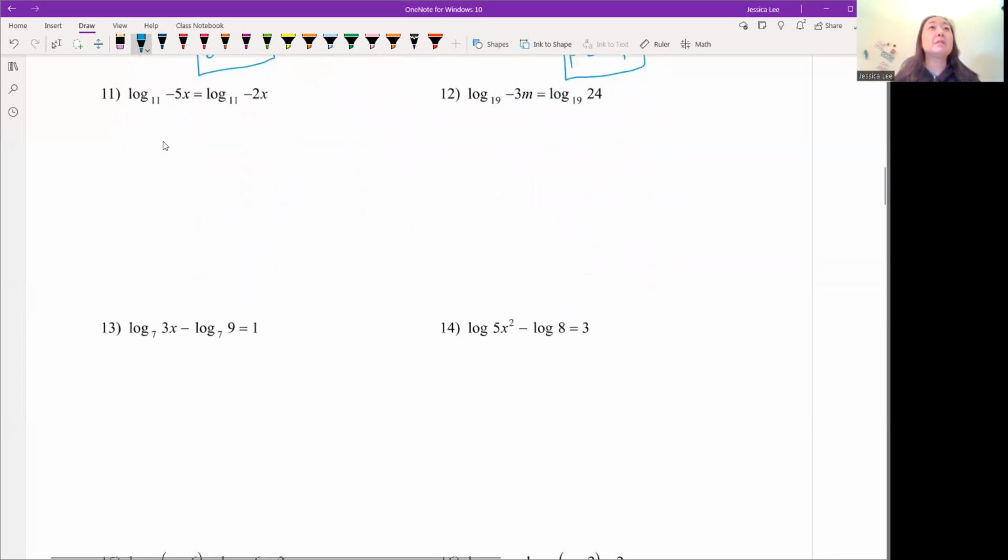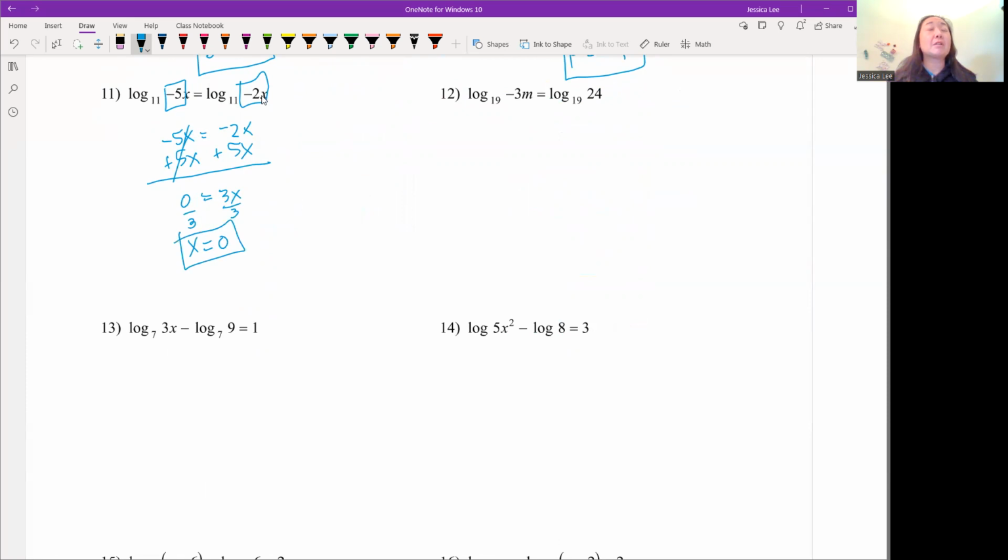Right here, number 11, we got log again. So this guy right here is going to equal this guy right here. So -5x is equal to -2x, right? I'm going to again get the x's on both sides. So I'm going to just add 5x to both sides. That just becomes 0 is equal to 3x. So what does x have to be? 0, right? Because 3 times what number is going to give you 0? Only number there is just 0, right? If you want to divide both sides by 3, same thing. 0 divided by 3, again, is still 0.